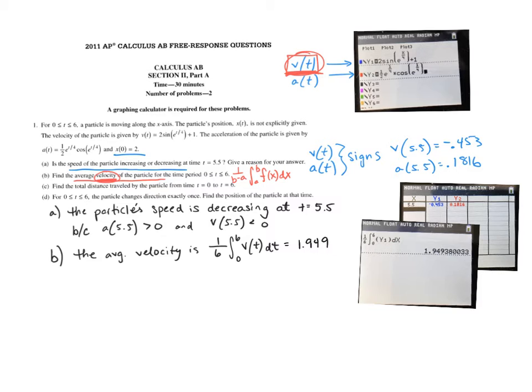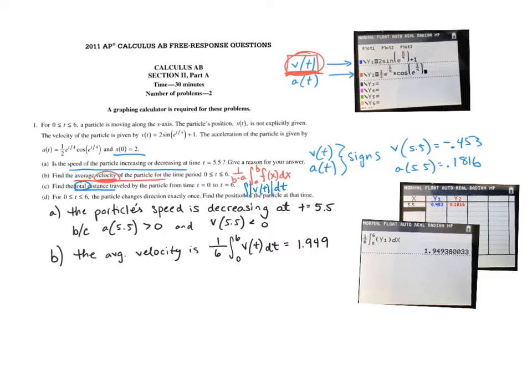Number C, find the total distance. Okay. So the last problem said average velocity, which automatically triggered something in my brain. This question says total distance, which also triggers something in my brain. When I see total distance, I automatically think the integral of the absolute value of my velocity function.